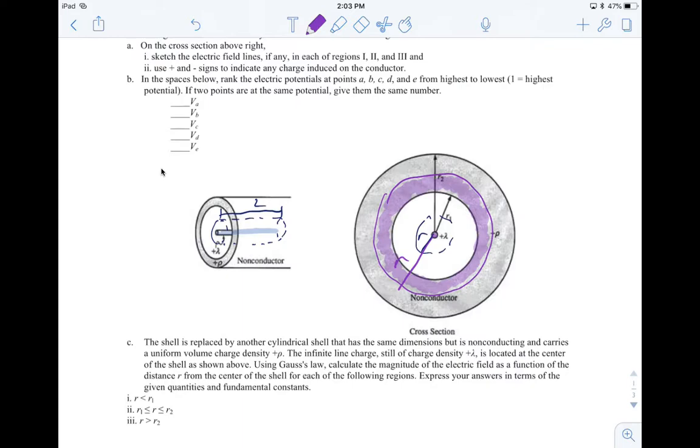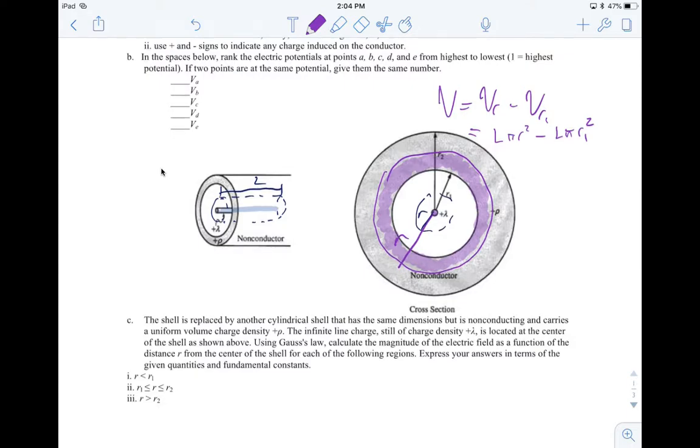So that volume is going to equal the volume of a cylinder of radius R1, no, not R1, sorry, just R, minus the volume of a cylinder of radius R1, which is equal to, volume of a cylinder is the length times pi R squared, and then minus L pi R1 squared. Okay, which is just equal to L pi times R squared minus R1 squared.